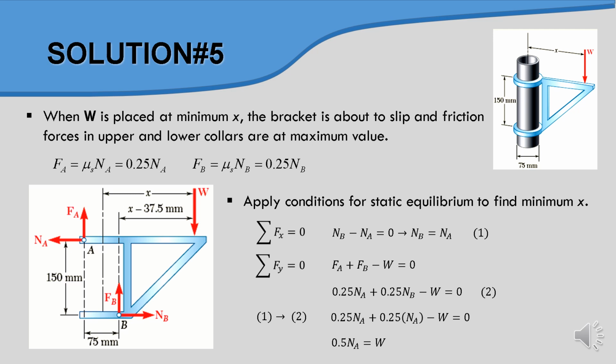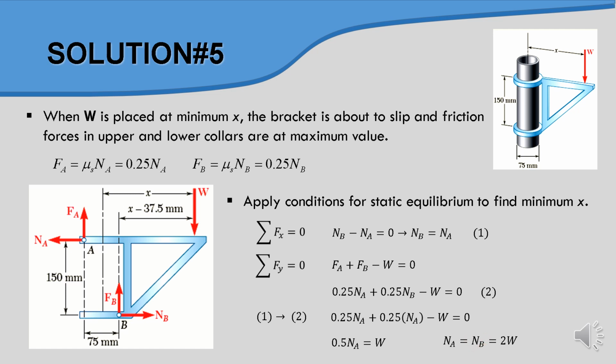So for the two equations, we substitute the value of NB equal to NA into equation number 2. So now the equation has the terms of NA and W here. We make a simplified equation, and finally we have W equal to 0.5 NA, or NA is equivalent to 2W, whereby NA is equal to NB.